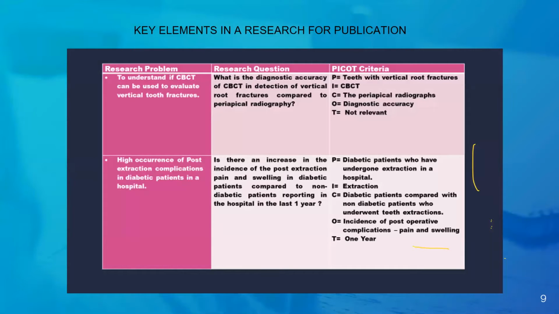I'll give you a small example. For example, say you wanted to understand if CBCT can be used for vertical root fractures. Now the research question would be: what is the diagnostic accuracy of CBCT in detection of vertical root fractures when you compare it to periapical radiography? If I put the same thing in PICOT, P would mean population, that is the teeth with vertical root fractures. I here means intervention, that would mean the CBCT which we are trying to evaluate. C is the control group, with which we are trying to compare it, that is periapical radiography. How are we trying to evaluate, what is our outcome measure? It is the diagnostic accuracy. And time in this particular research question is not relevant.